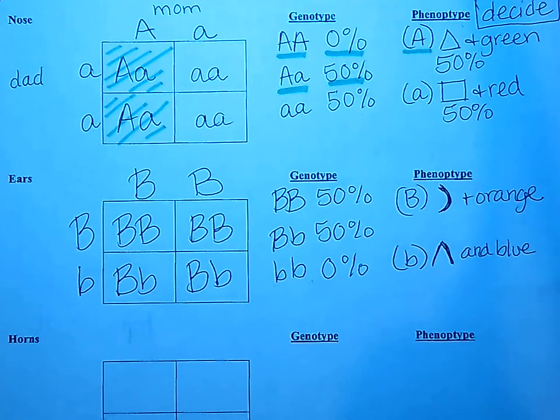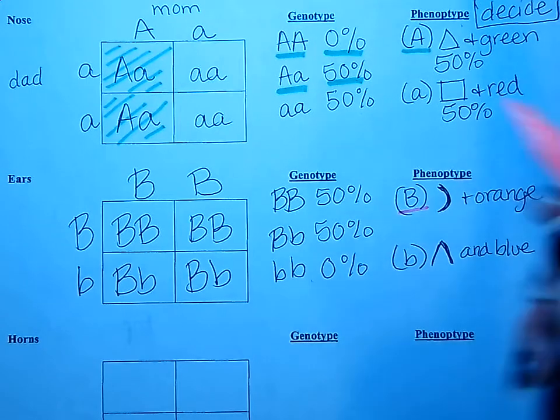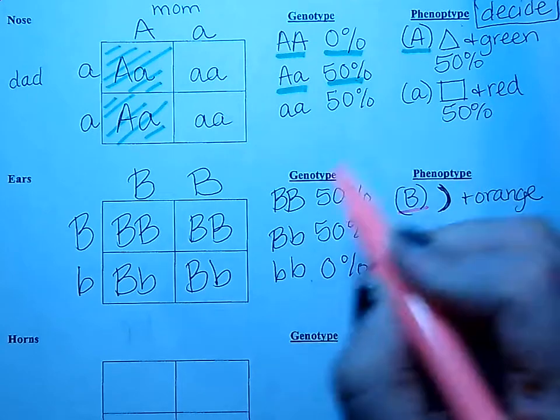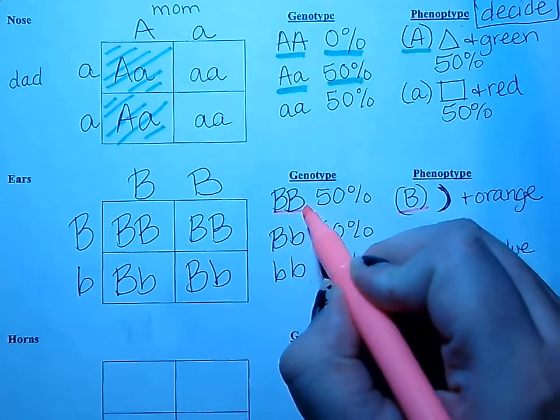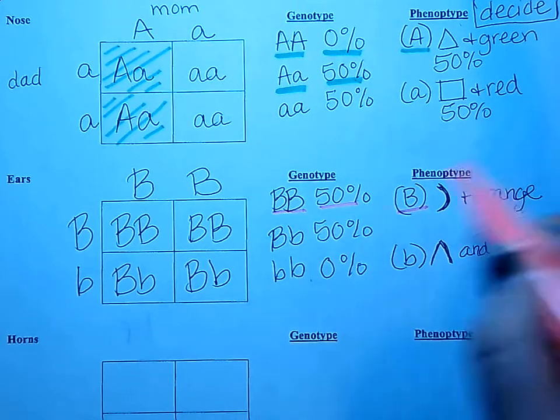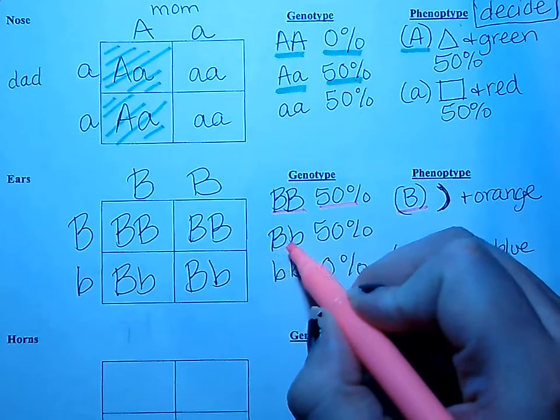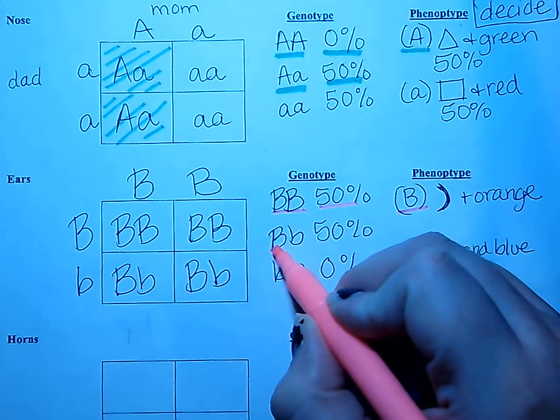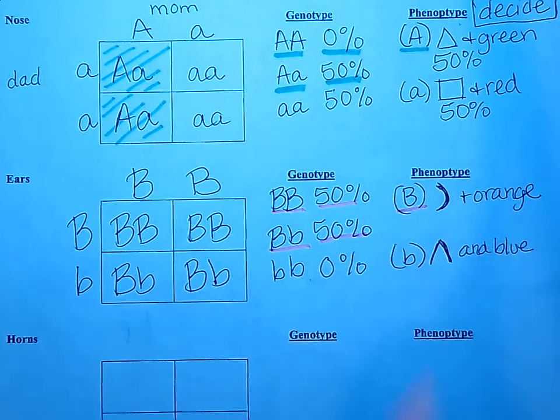So I'm going to shade in the dominant trait. I can look at my genotypes. This has a capital letter. This one actually has 2, so the 50% would carry over. This one has at least 1. So 50 plus 50% is 100%.